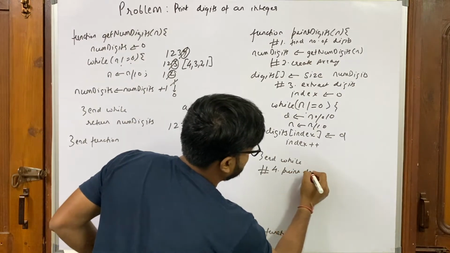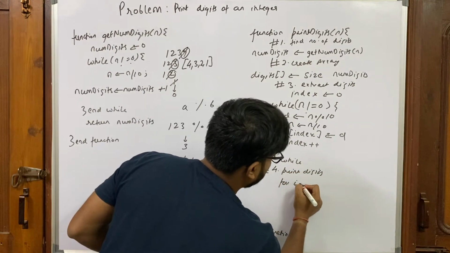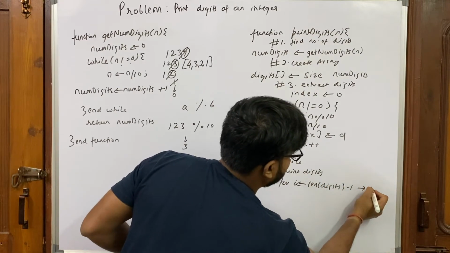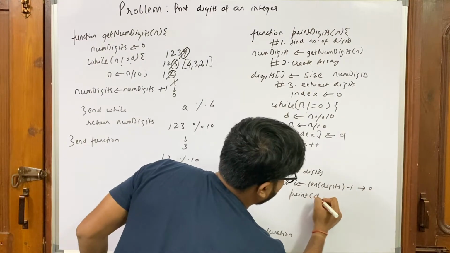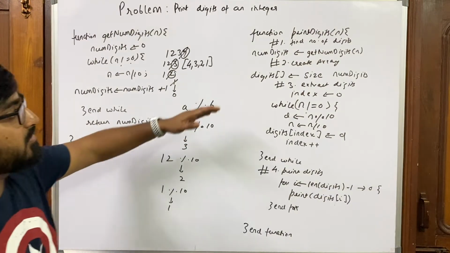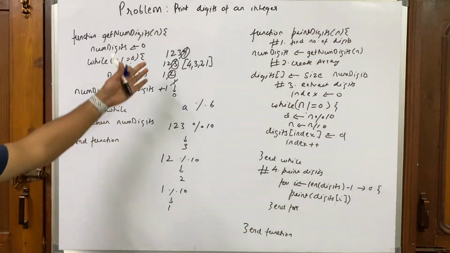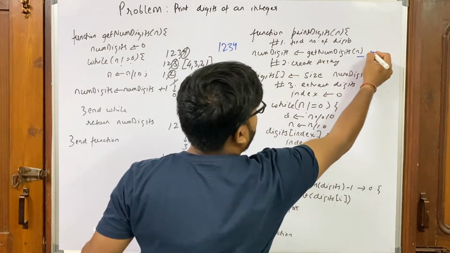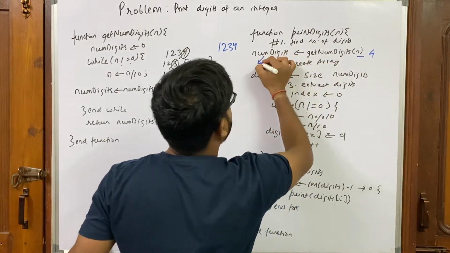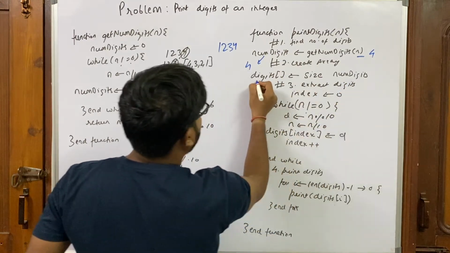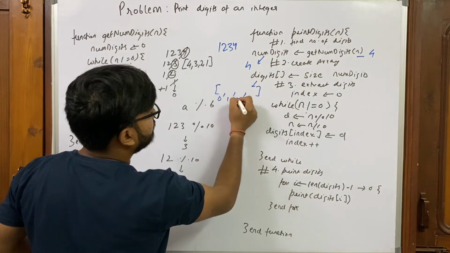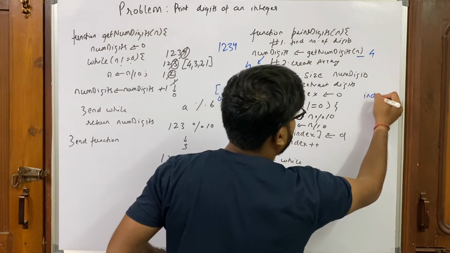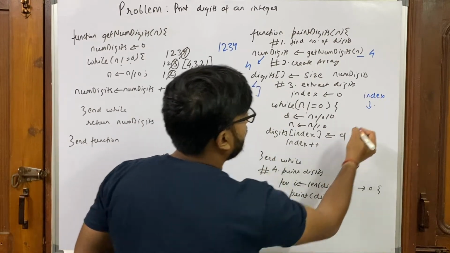Print digits: for i starts at len of digits minus 1 till 0, we print digits of i. So this is how you basically print the digits of this integer n. If you quickly want to take this example of 1, 2, 3, 4, your num digits is 4. Digits will be 4 locations, with indices 0, 1, 2, 3. Index starts at 0, right? So index is 0.